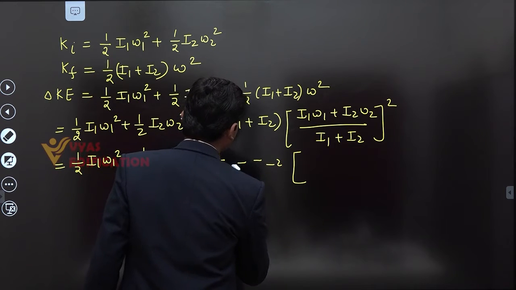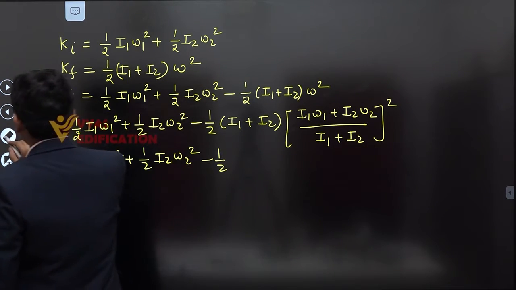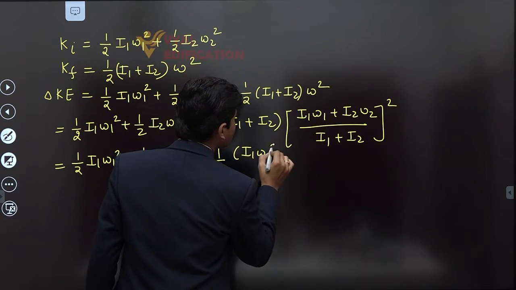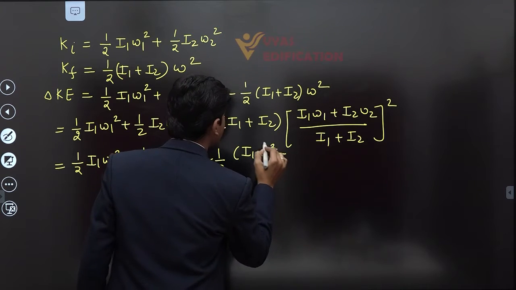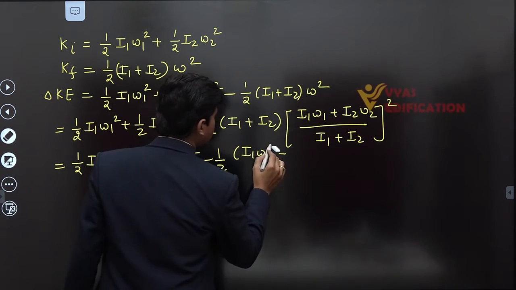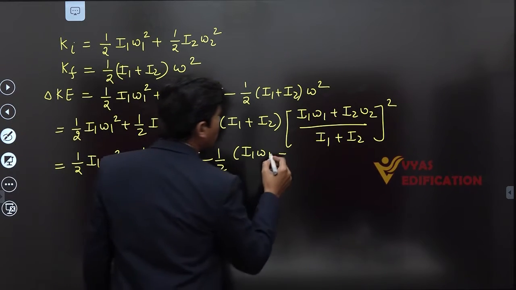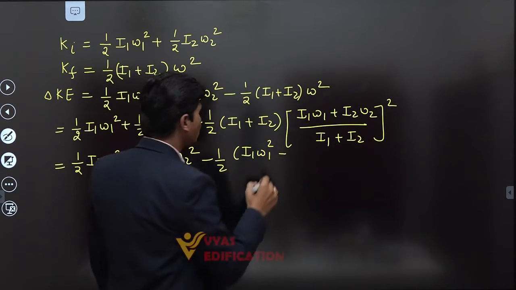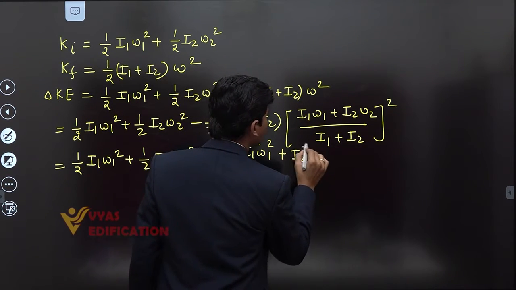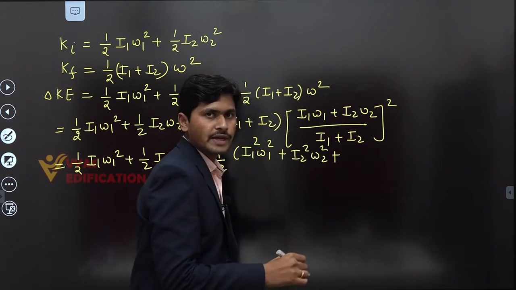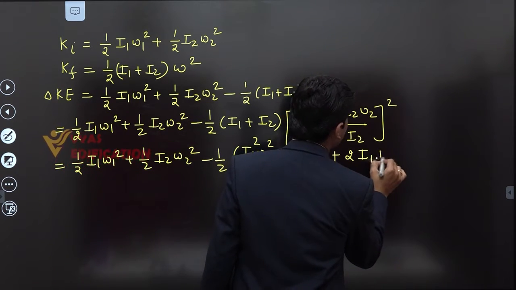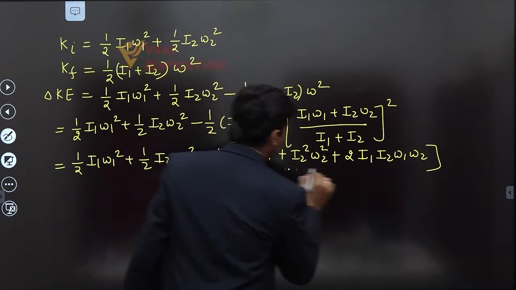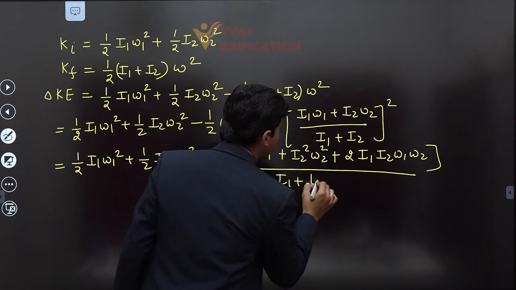Yes, we can also write like this. This is I1 omega 1 square, I1 square omega 1 square, clear, plus I2 square omega 2 square plus, we can say this is equal to twice of I1 I2 omega 1 omega 2, clear everyone, and it is divided by I1 plus I2 only, clear.